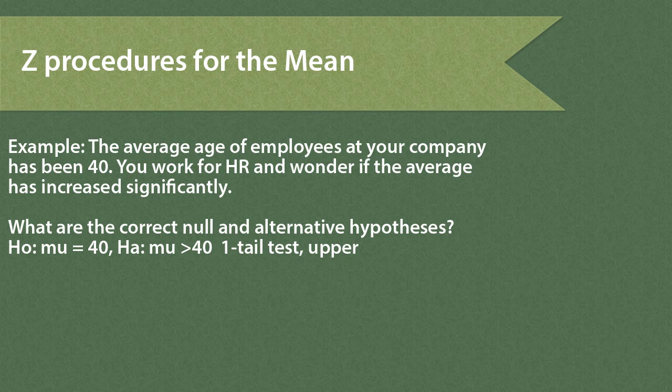We would first assume that the age has not changed. In other words, that mu is equal to 40, and we would make that our null hypothesis. We're really interested in that alternative, whether mu is significantly greater than 40. So this would be an upper tail test, because the only results that are significant for us would be sample means in the upper tail of our distribution.